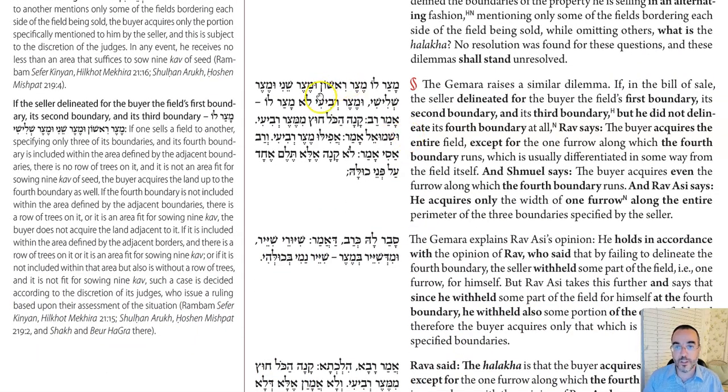The Gemara says: Sold the first side, and the second side, and the third side, but the fourth side he did not sell. Rav said he acquires everything except the fourth side, and Shmuel said even the fourth side. If someone sold a field and they delineated 3 of the sides, they mentioned those specific sides, side 1, side 2, side 3, but the 4th side they did not mention.